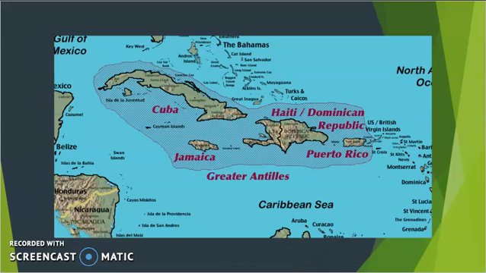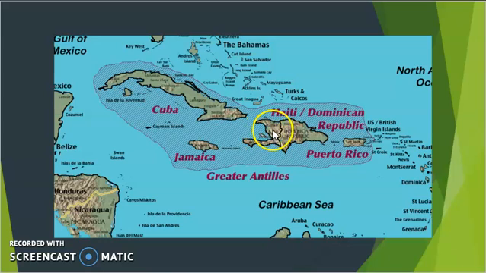So let's look at a map of the Greater Antilles. So it's called the Greater Antilles because they are the larger islands. They are greater than the others, right? So here is the island of Cuba. Here is Jamaica. And here is Hispaniola. And remember, I said that Hispaniola consists of two countries.